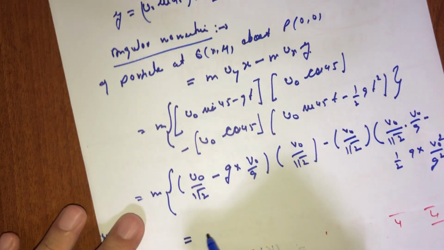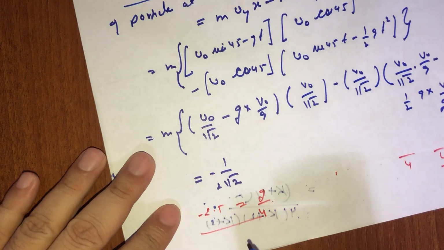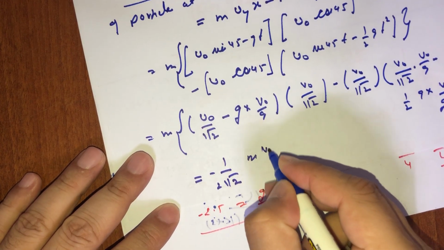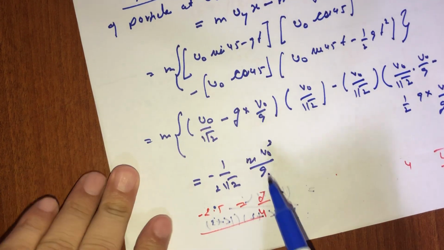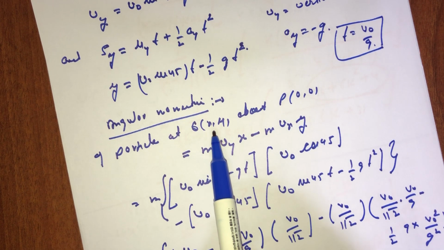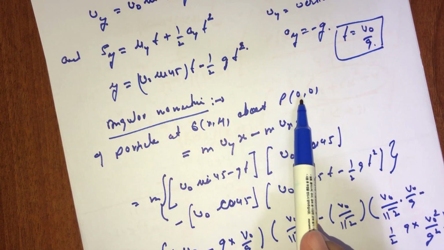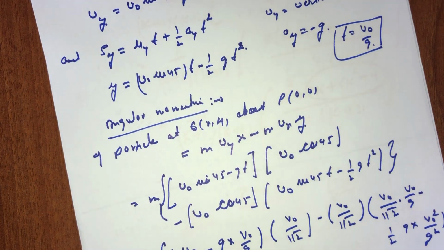The final answer will be equal to minus 2 square root 2 m v naught cube upon g. So this will be the angular momentum of the particle at Q, whose coordinates are given x, y, about P, whose coordinates are given as 0, 0. Now this is the magnitude, and we are going to find out what will be the direction.